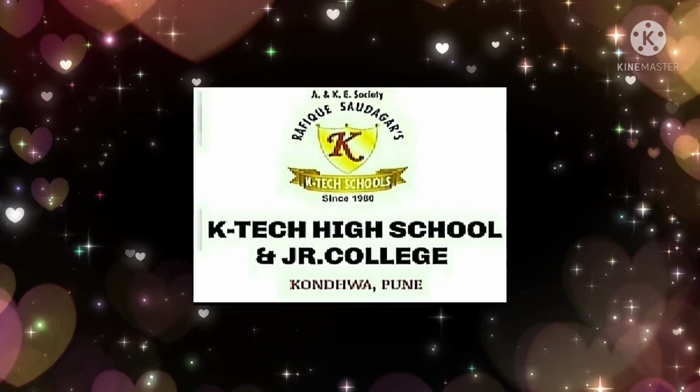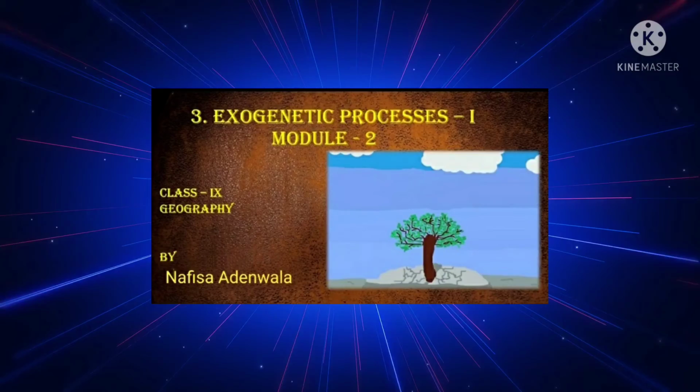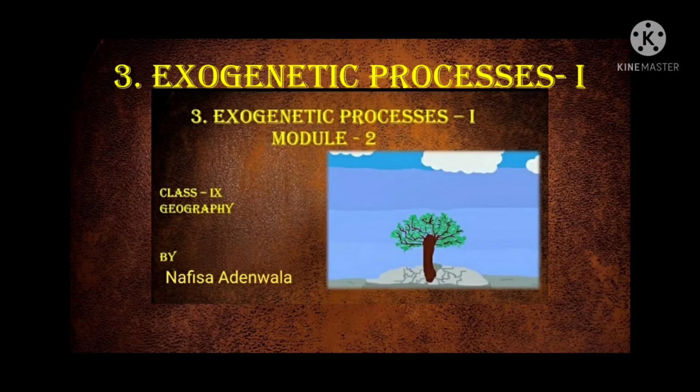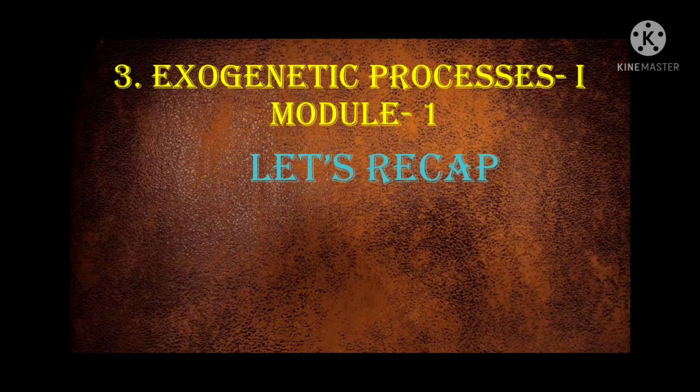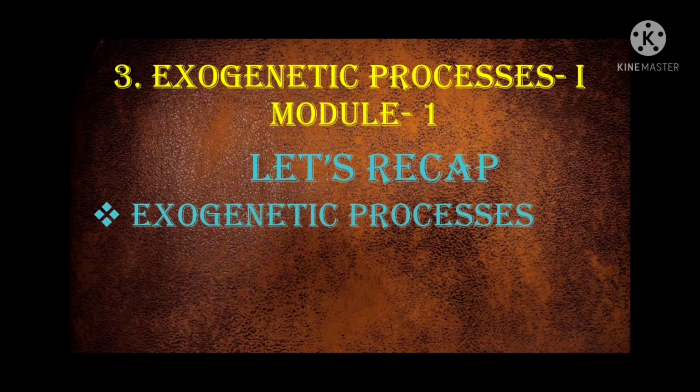Children, today we will continue with Exogenetic Process Part 1. We will be doing Module 2. Now, let's recap what we did in the previous module. We studied that exogenetic processes are external forces working on the Earth's surface due to solar energy, kinetic energy and gravitational force associated with the moving object on the Earth's surface, which leads to formation or degradation of landform.